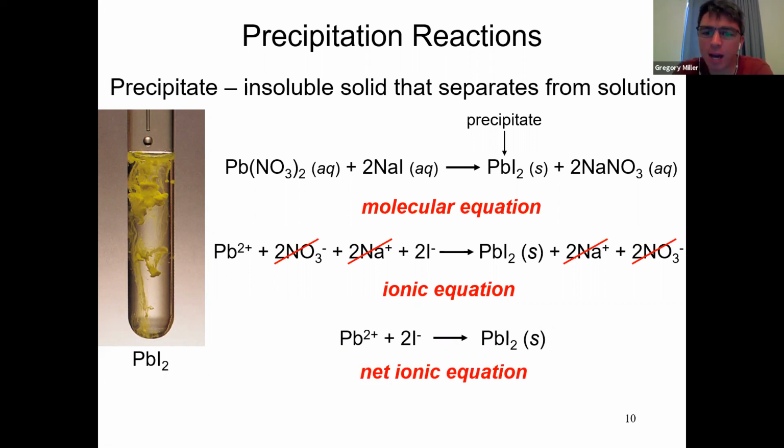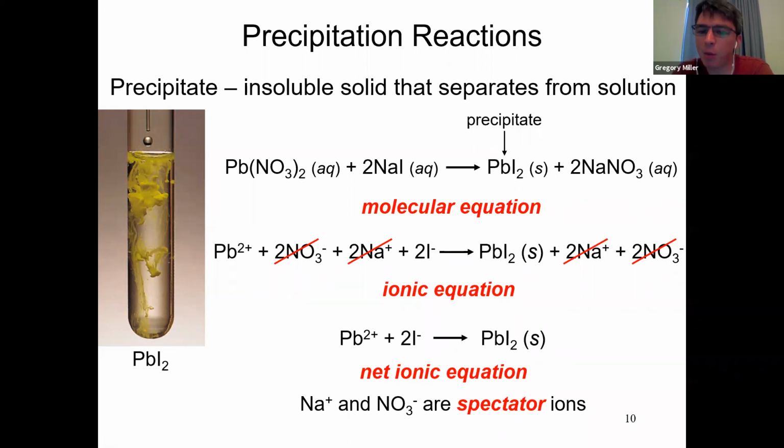So I'm not going to ask you guys to create net ionic equations, but you should be able to look at a molecular equation and a net ionic equation and figure out how to get from one to the next and what pieces are missing. The things that are crossed out are called spectator ions. So in this case, sodium and nitrate are spectator ions.